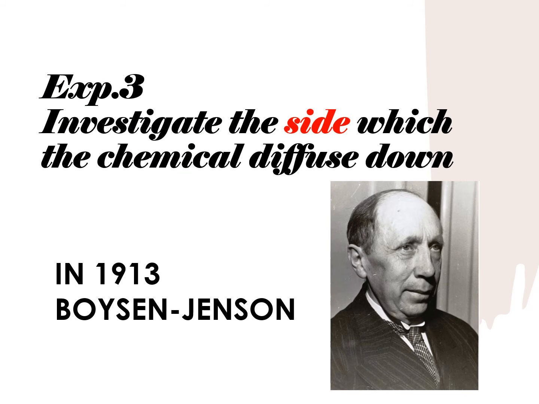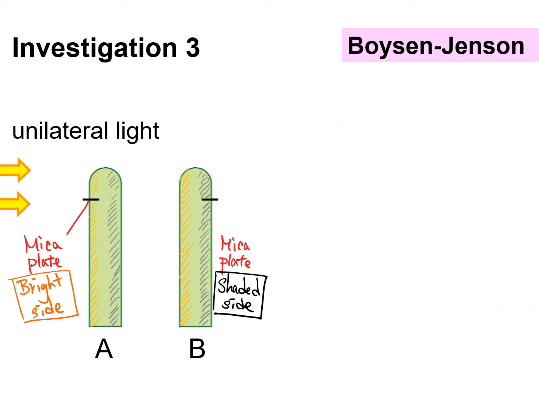Boysen-Jensen also did an experiment number 3 in the year 1913. He would like to investigate the side which the chemical diffuses down. Does it diffuse down to the bright side or to the shaded side of the coleoptile? Boysen-Jensen made the setup as follows. Setup A, he put a mica plate on the bright side of the coleoptile, while in setup B, he put a mica plate on the shaded side of the coleoptile.